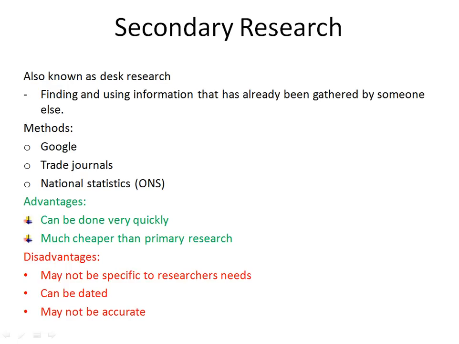Advantages of secondary research: it's done really quickly, especially if it's online. It can be much cheaper than primary research because it's all online for you. Disadvantages: it may not be specific to researchers' needs. Unlike primary research, where you can go out and ask people your specific questions, you can't find specific answers to every single need of your research. Although it is quicker, it isn't that accurate, so it can be outdated.